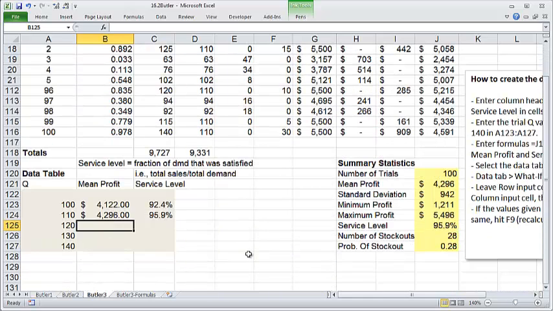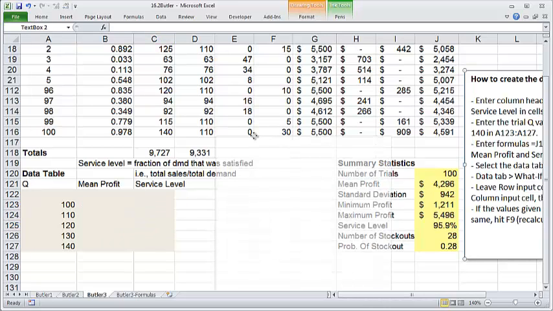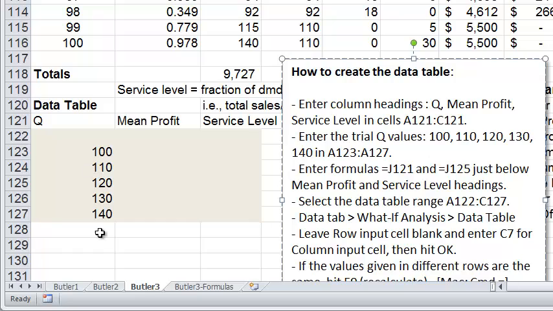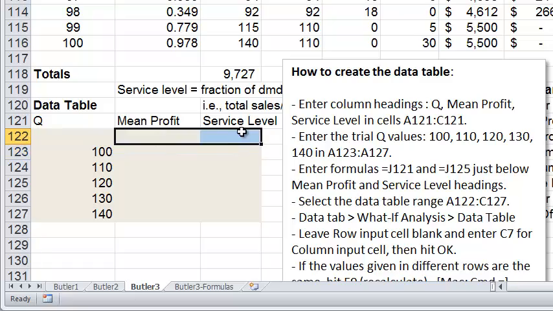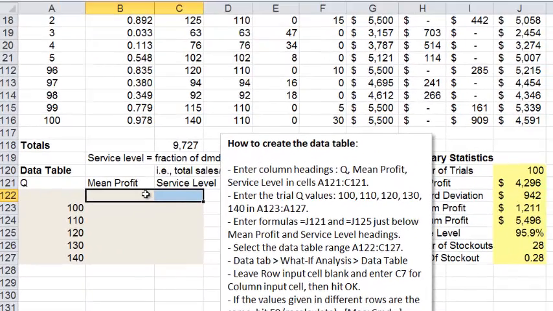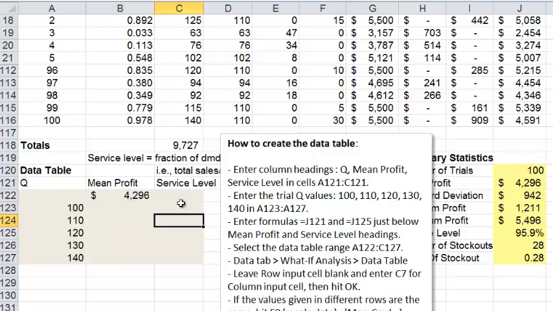But you have learned before that there's a faster way of doing this. So let's use the faster way of getting Excel to automatically fill in this table for us using the data table feature. Here are the instructions. We have the Q values we want to try here. And it's important to leave a blank space here. And then here we put in the cell addresses for the results. So for the mean profit, we say equal to this cell, J121. And the service level is over here in cell J125.